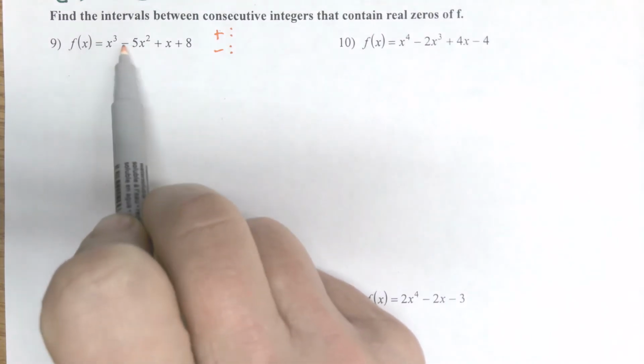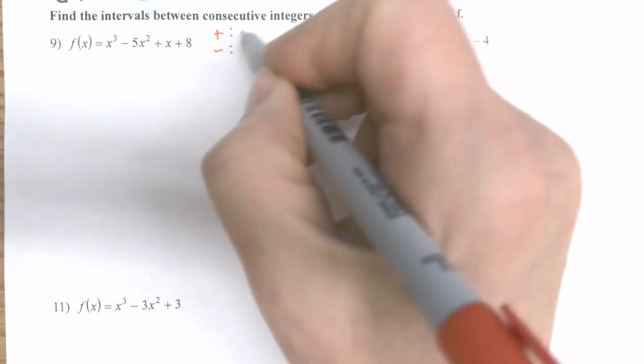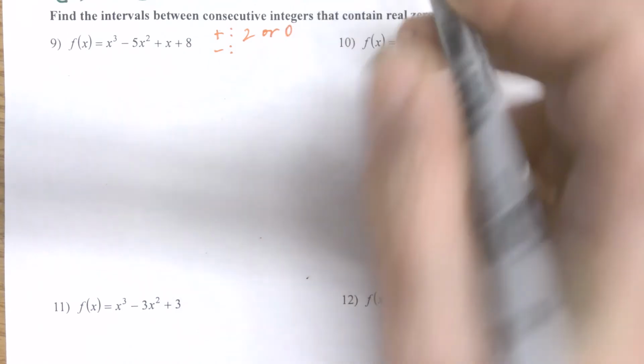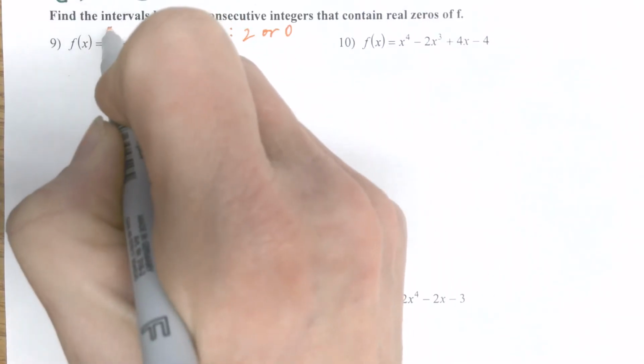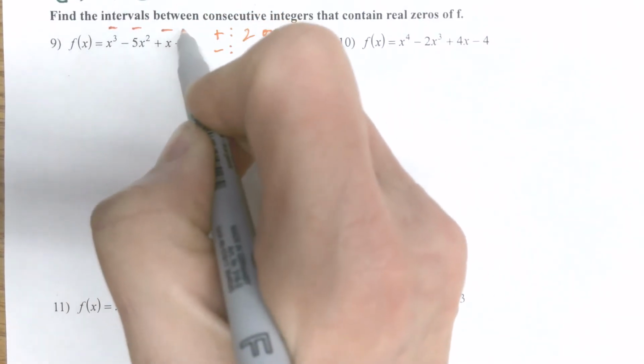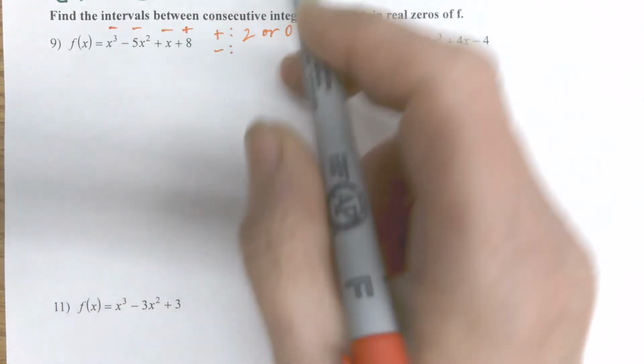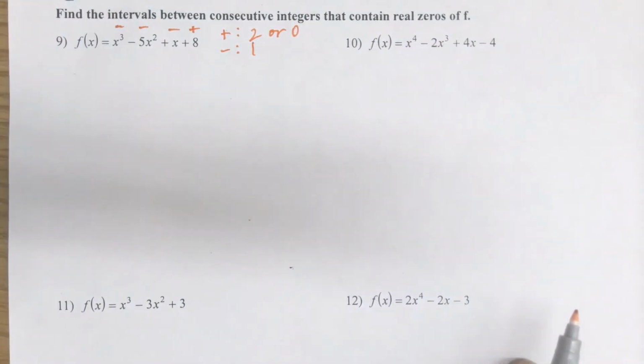So my sign changes 1, 2, so 2 or 0 positives. And then in the negatives, I go through: this would be negative, stay negative, become negative, stay positive. So I only have one negative zero.